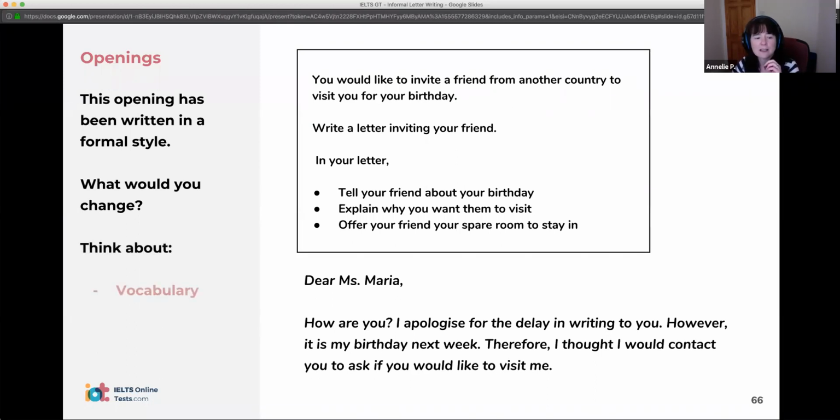So let's first of all think about the vocabulary. Yes, you're right about them. If you look just at the vocabulary, what do you think is wrong there? Ms. is definitely wrong. So we just want to say, hi Maria or dear Maria. And you're right, there isn't very much chit chat. What other vocabulary is quite formal sounding in the first part?